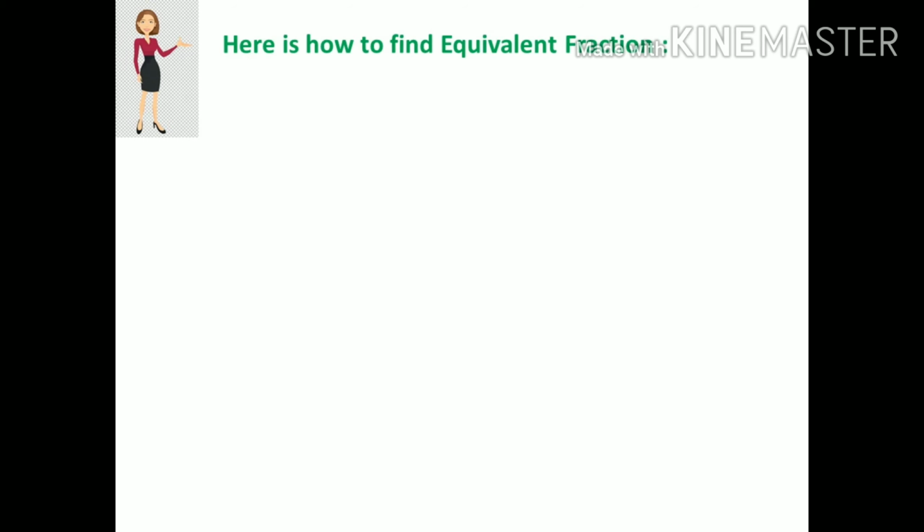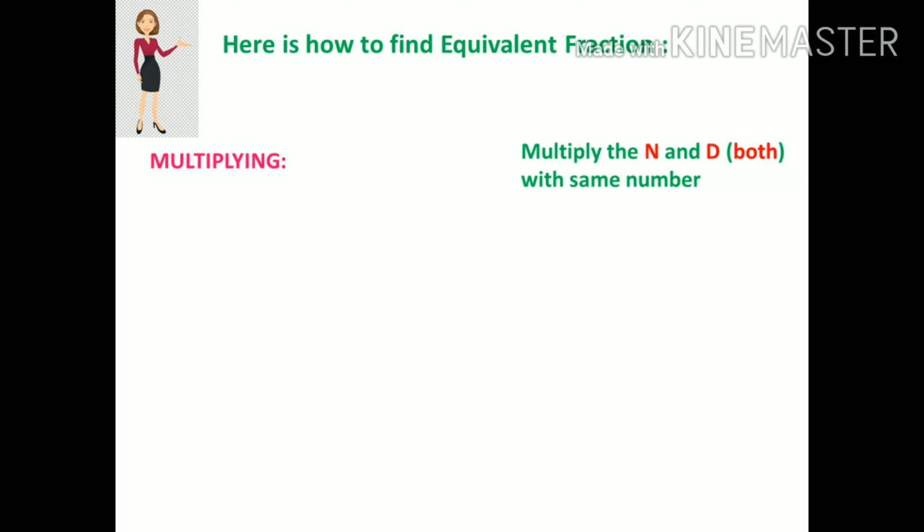Here is how to find an equivalent fraction of the given fraction. By multiplying. Multiply the numerator and the denominator of the fraction with the same number and we get the equivalent fractions. As in this figure, we are multiplying the numerator and denominator both by 2 to get the equivalent fractions of 1 upon 2.